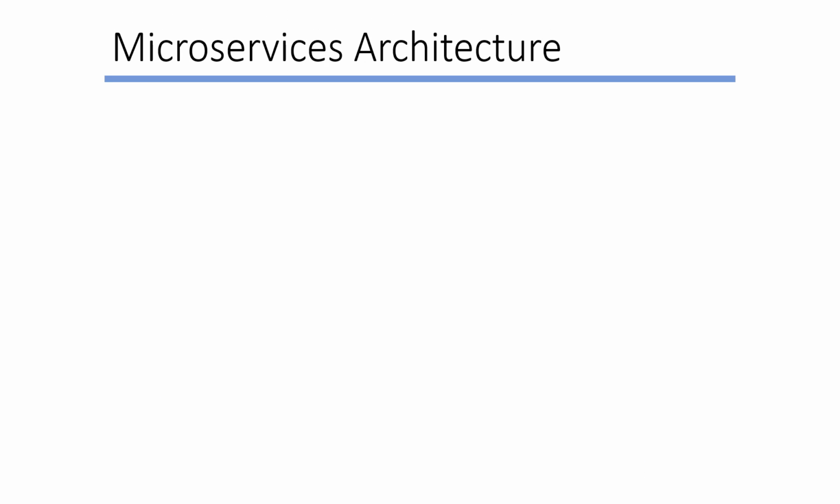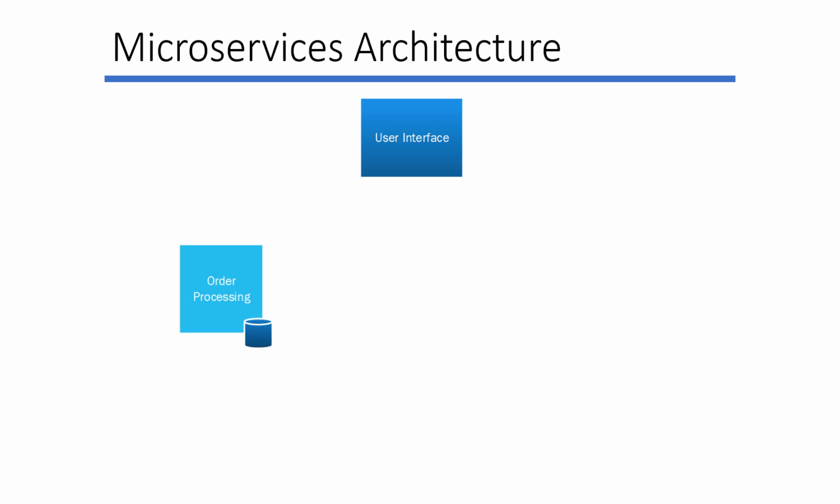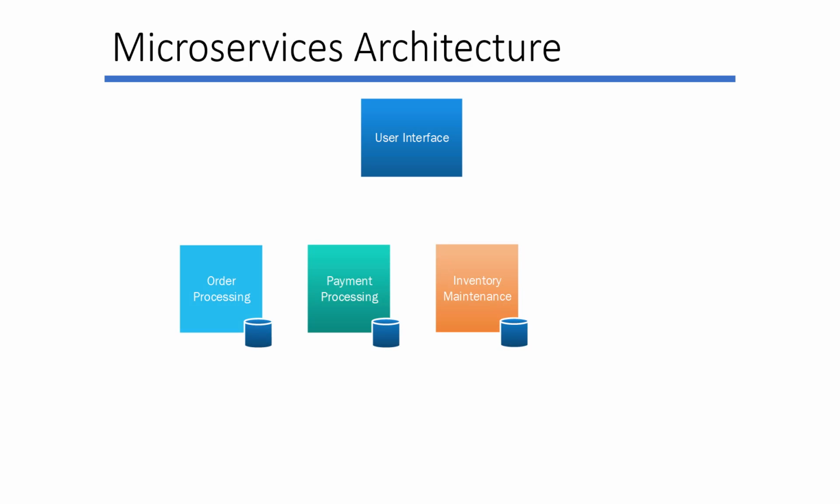Using the same example as before, an online shop developed based on a microservices architecture may look like this: a user interface application clearly separated from the business domain services of order processing, payment processing, inventory maintenance, and customer support. These individual apps have their individual databases, forming complete and separate components that address only specific business problems.